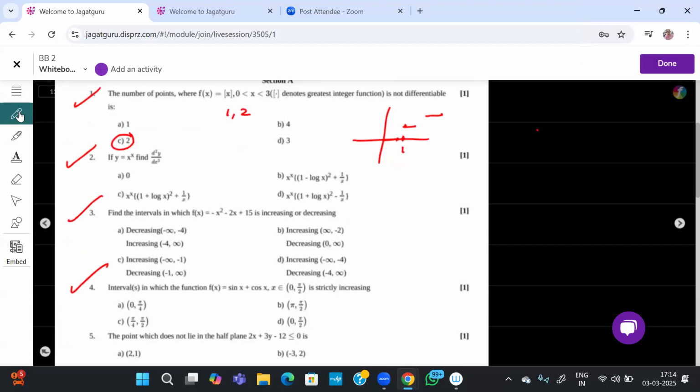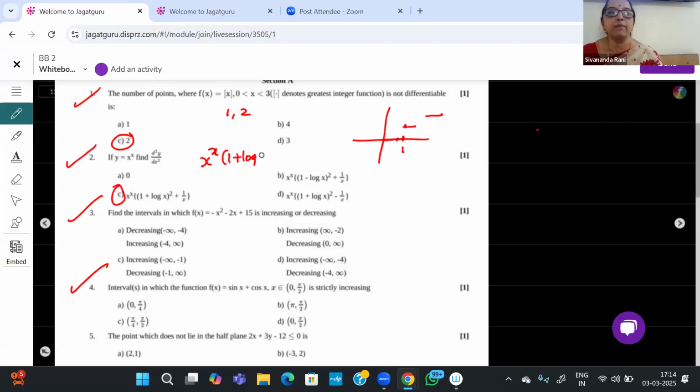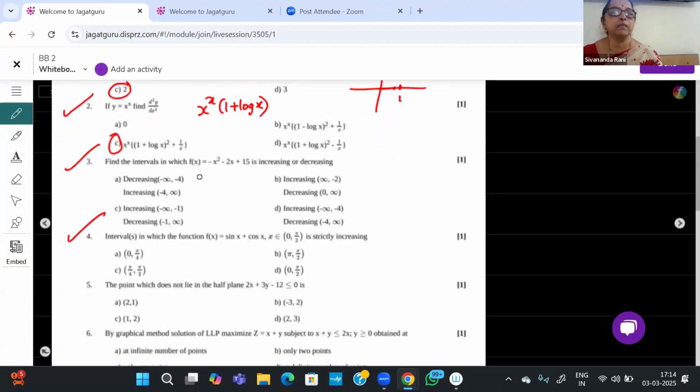C, ma'am. Correct. Many of you got it. Because the first derivative is x power x into 1 plus log x after applying the logarithm. After that, if you apply product law, it will be x power x into 1 by x plus this. So definitely. Third one.